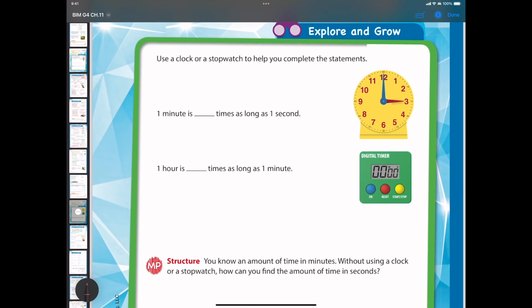I do have a little model clock, and I'm going to see if that can help you. Please remind me if I don't give it to you. Thank you.